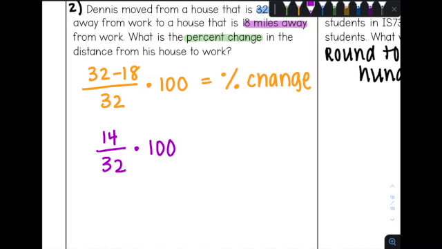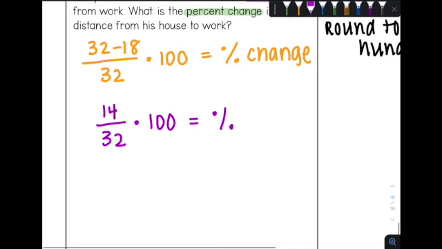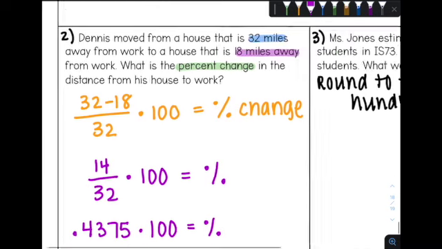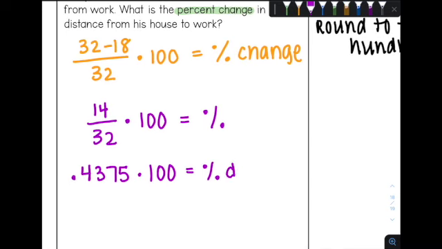We're going to just rewrite everything. Now when I calculate 14 divided by 32, I'm going to get a decimal. My decimal is 0.4375. I'm still going to multiply that by 100, and that's going to give me my percent change. And in this case, my percent change is actually going to be a percent decrease, because I'm decreasing the distance between work and home.